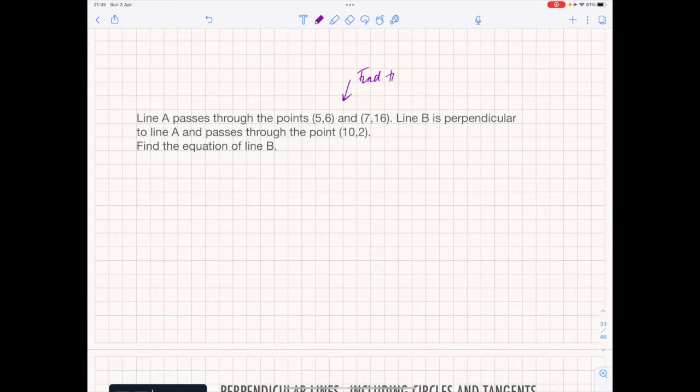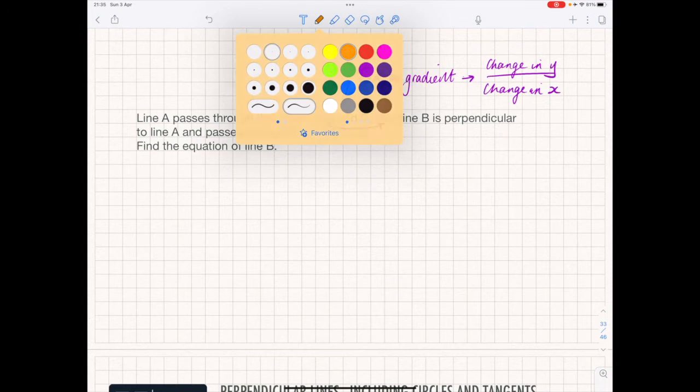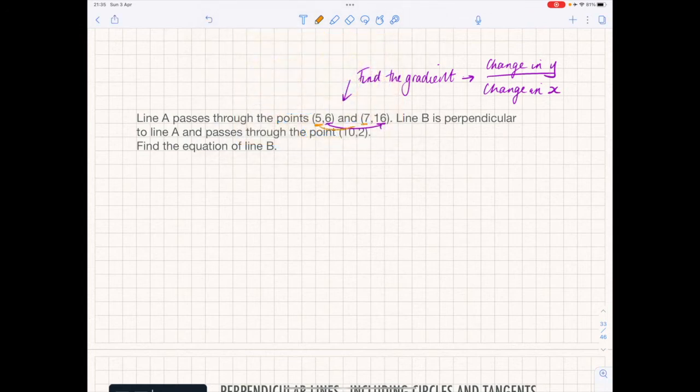You need to find the gradient of this line. And the way you do that, finding gradient, again, if you haven't watched the previous video I did on it, it's change in y divided by change in x. And what I mean by change in y is that's your y coordinate, that's your y coordinate, so what's your change there? And then your x coordinate is 5 and 7, what's your change there? That will give you the gradient of A, and then you can work the rest out from there. So if you want to have a go, pause the video, have a go at this one now, and then I'll go through it.